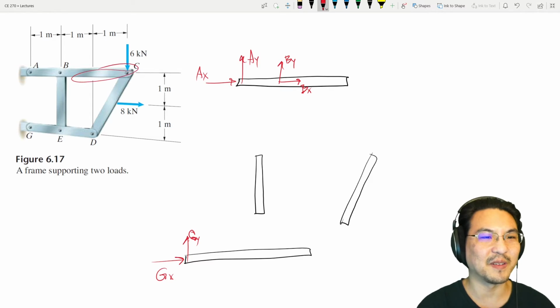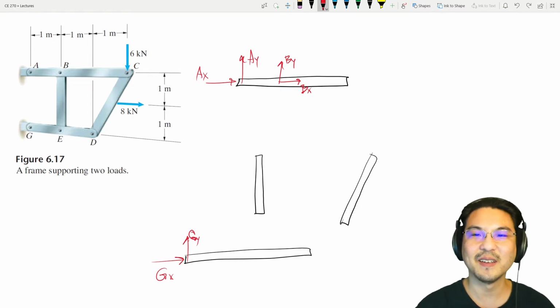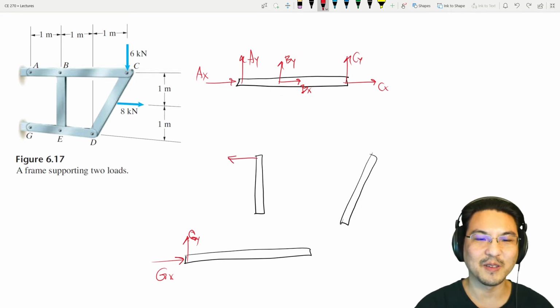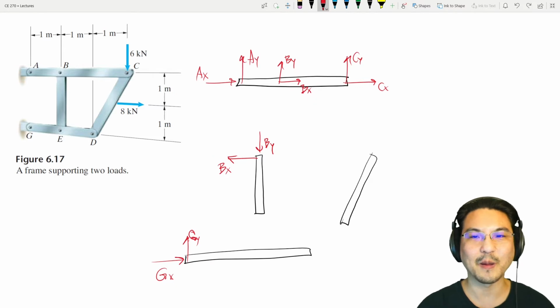And then see how this member is connected to this member at joint C. So I'm just going to draw a reaction at C. And I'm just splitting it into components. Okay, and then you see how this is connected to this. So I'm using Newton's third law. If Bx is this way on that member, it's got to be equal and opposite over here. Right? If By is going up over here, it's got to be going down over here. See, action-reaction pair, Newton's third law.